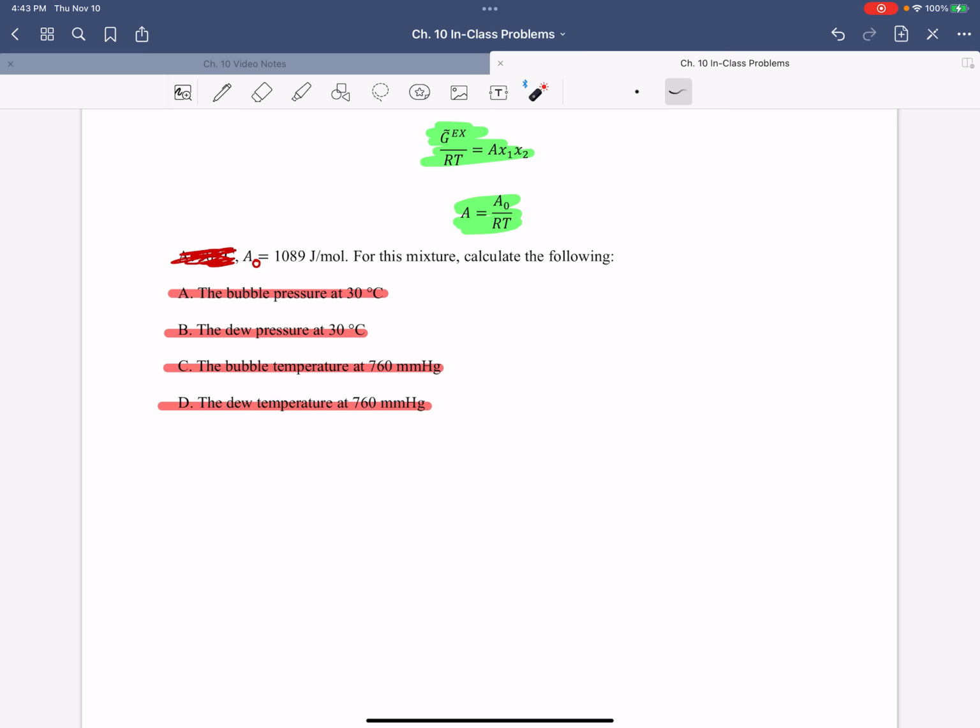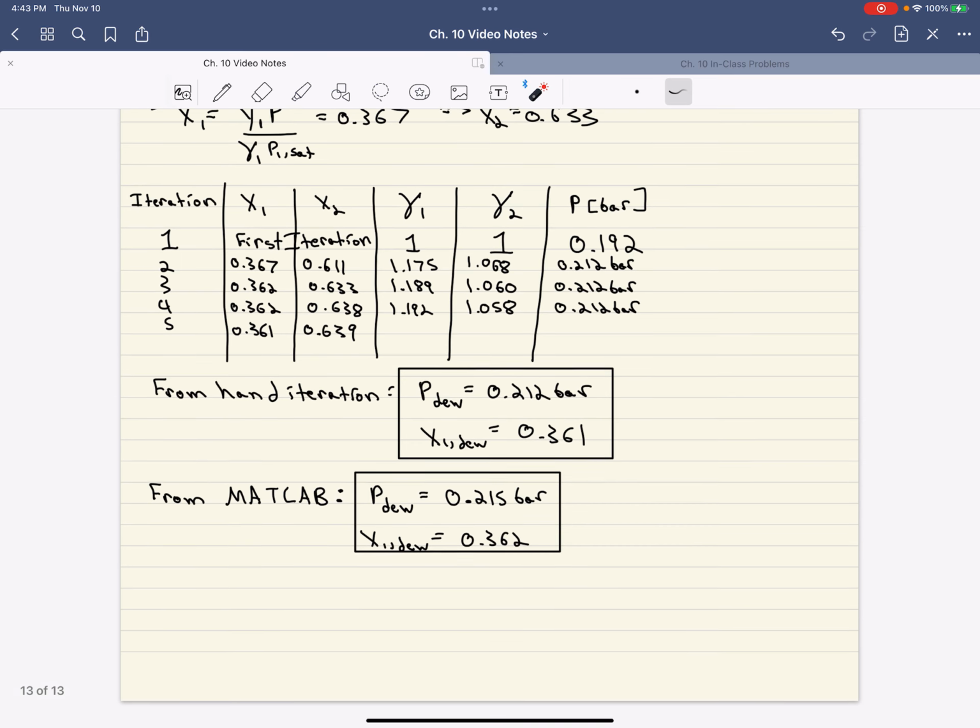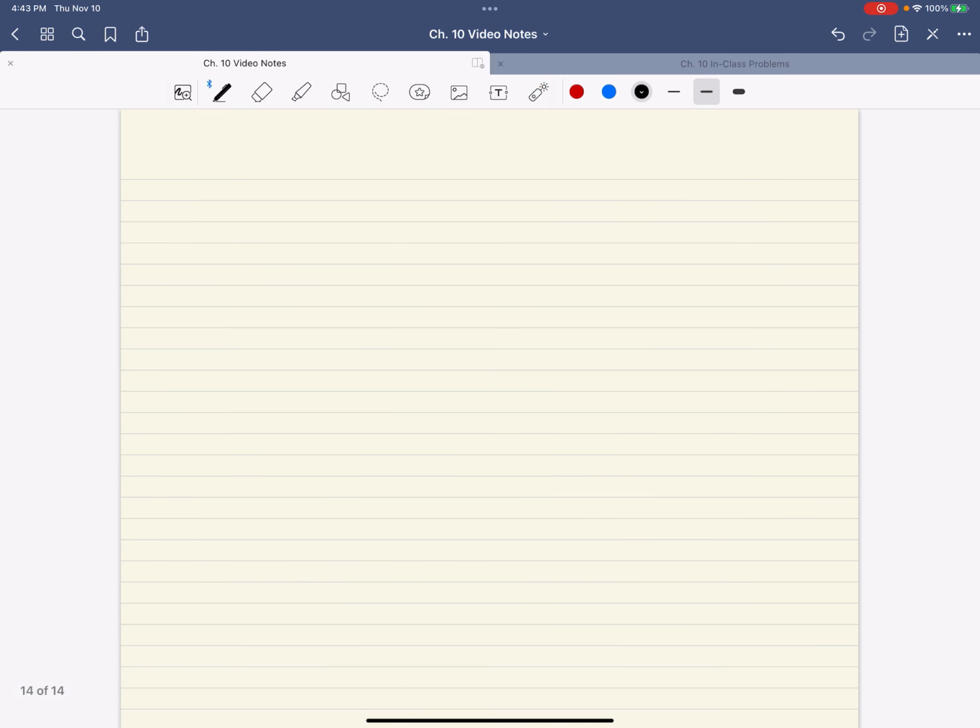So in part C, we're going to calculate the bubble point temperature. Okay? And so here, for C, for P equal to 760 millimeters of mercury, which is about 1 bar for now, I'll just say. What we're going to do to calculate this bubble point is go back to equation 1, which was that combined Dalton's and modified Raoult's law.